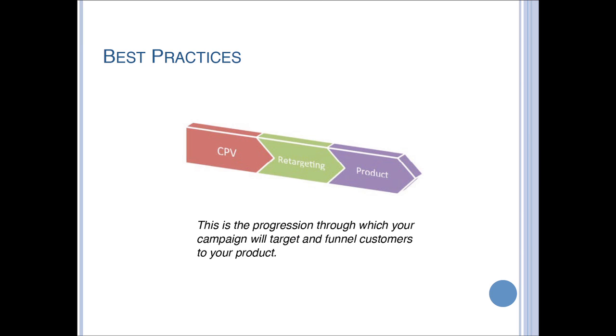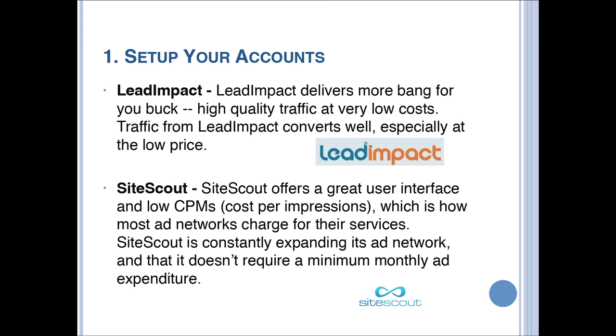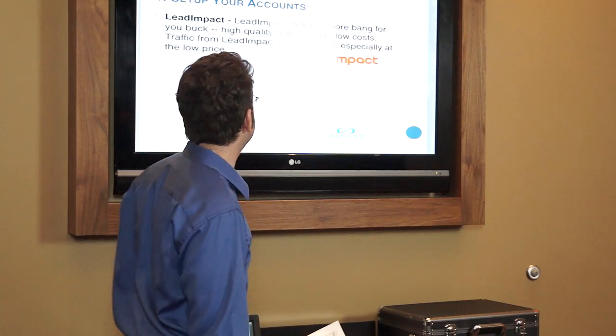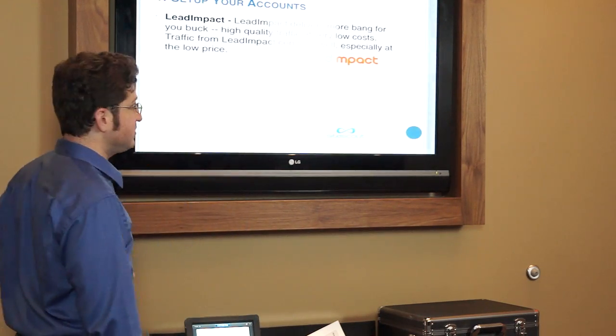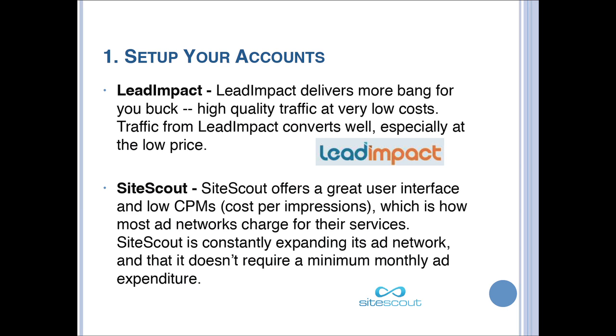Okay, so this is the progression through which your campaign works. They see the ad, they come to your site, you retarget them. If they don't do what you want, ultimately to drive sales. So here are the two networks that we use: Lead Impact and Site Scout. LeadImpact.com, SiteScout.com. These are the two biggest networks for buying those ads.